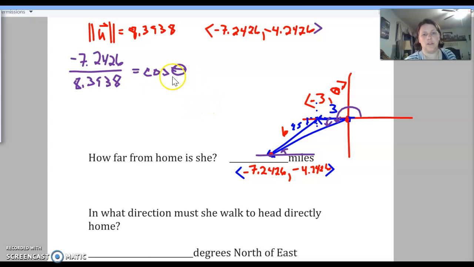If we use our cosine, that's going to be a second solution that we're going to need to find. We would have to use a second solution on sine as well. So I'll go ahead and use cosine. And then for sine, we have y, which is negative 4.2426, over 8.3938, equals the sine of theta. So I'm going to go with cosine, and then I'm going to just check with my sine value.